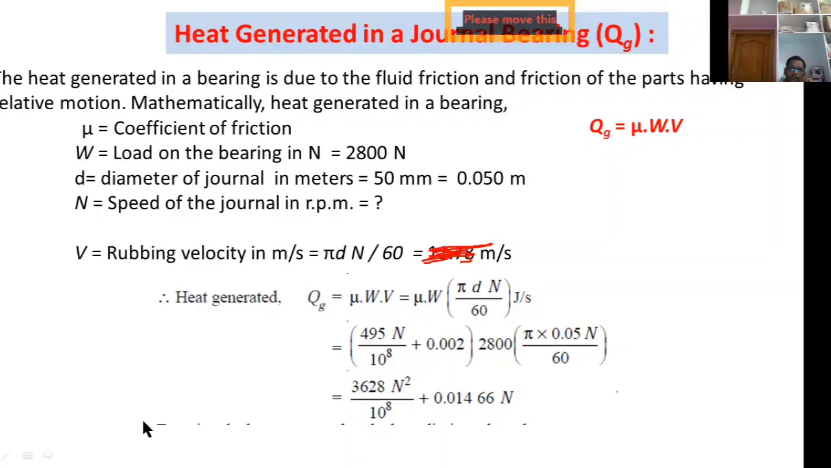But in the question, the amount of heat dissipated is given, that is Qd is given. For this problem, I consider the amount of heat dissipated equal to the amount of heat generated. That value, equal to 80 watts, is given. You have to use this value for finding out the value of N. You have to equate these two equations. Finally we got the value of N.